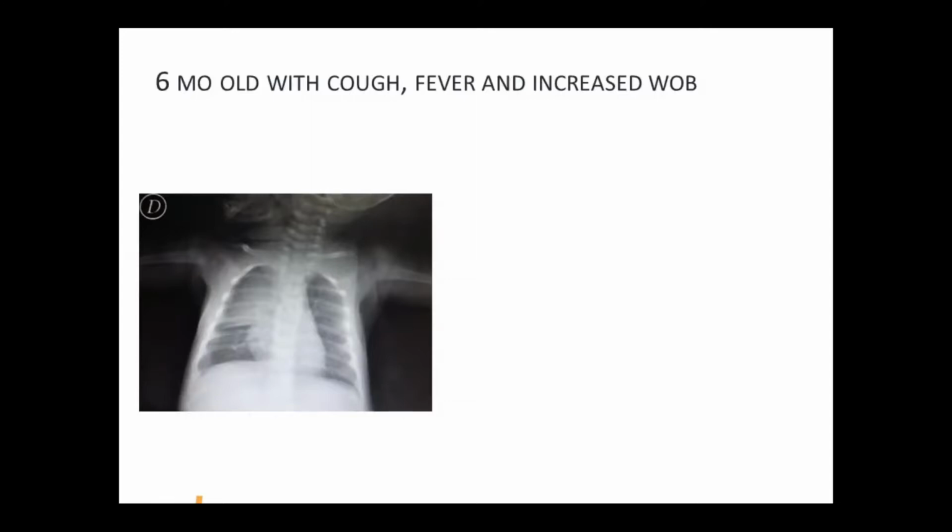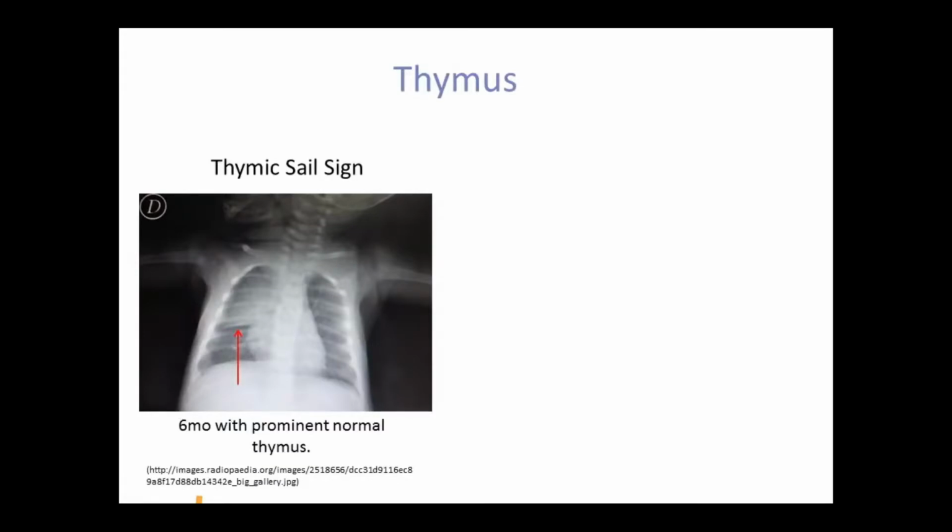You start at the top and note that there seems to be increased opacity at the right upper lobe of the lung. What do you think this represents? This area of increased opacity represents the normal thymus in a pediatric patient.